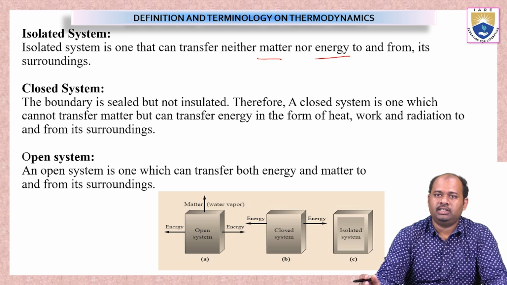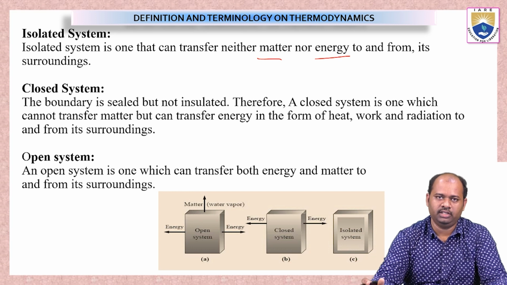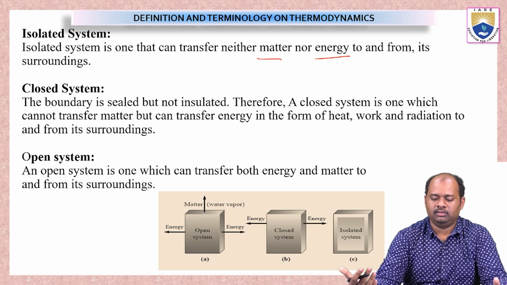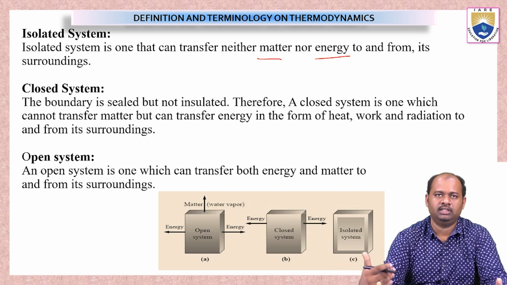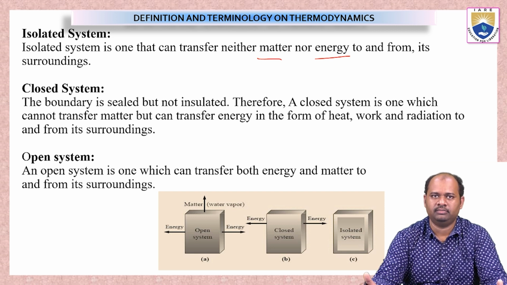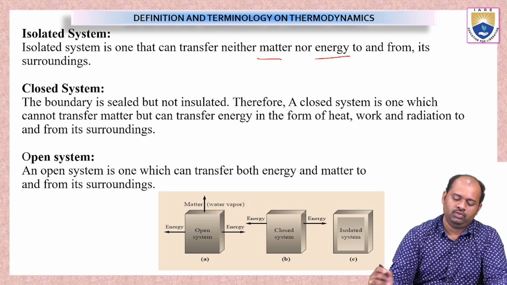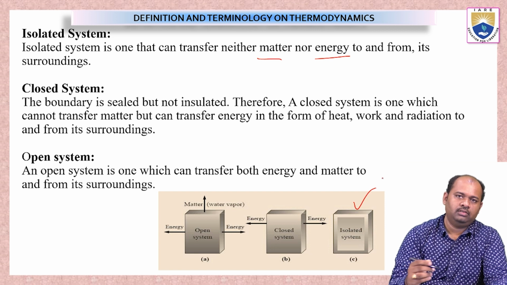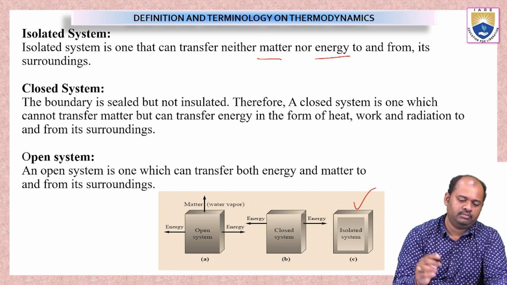So an isolated system indicates there is no transfer of energy or matter with the surroundings. We have seen we have a universe inside which a system and surroundings will be there. When the system does not exchange energy or matter with the surroundings, then the system can be called an isolated system. So this is the first kind of system. There is no transfer of energy or matter.